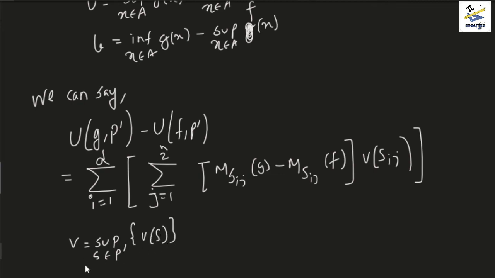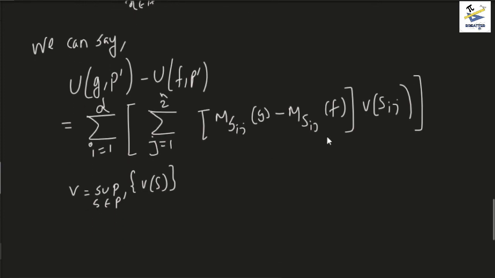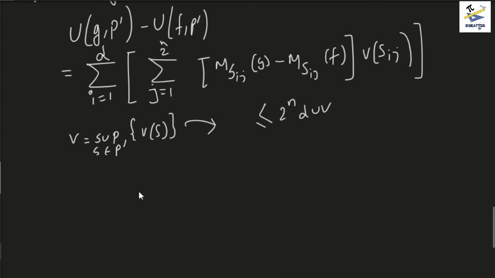So v here denotes the supremum of the set of the volumes of the subrectangles S which belong to P prime. V represents the highest number of volumes here, where V is defined as follows. We use V here. So it's basically the least upper bound of the volumes of the subrectangles of P prime. Similarly, we can also do the following for the lower sums.